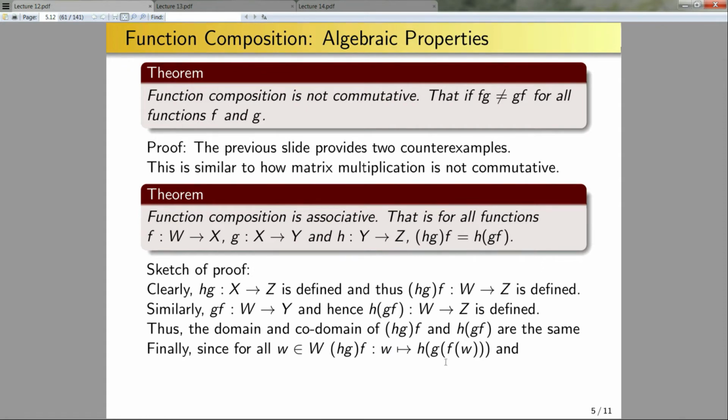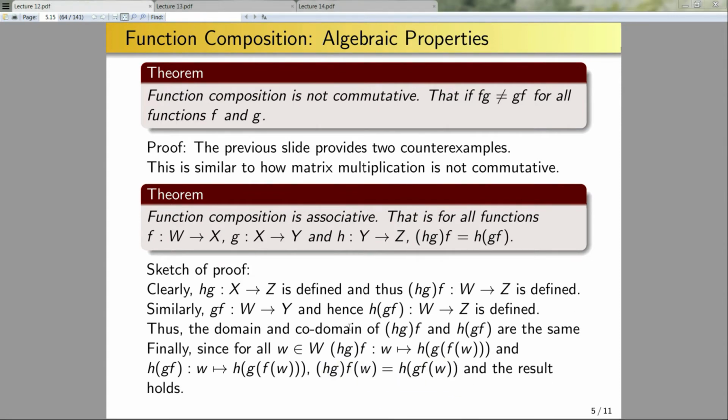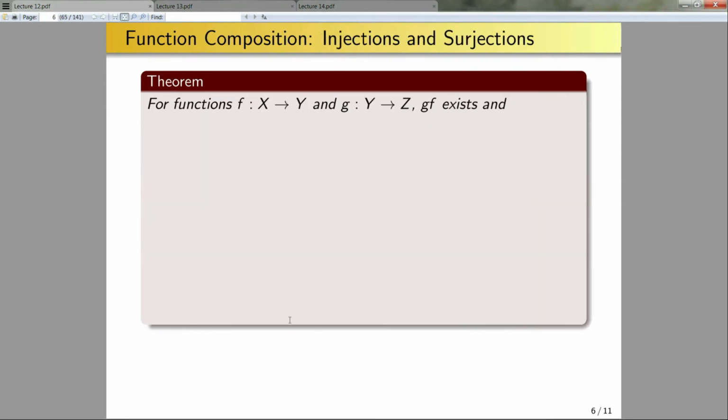That's pretty straightforward to see why that's true. And h of parentheses gf takes an element to w and maps it to h of g of f of w. Well, these are the same functions, so these two functions are sending x to the same thing. Therefore, I can now say that these two functions are equal for all values of w, and thus the result holds. A good practice would be to formally write up this proof, but let's go on to new topics.